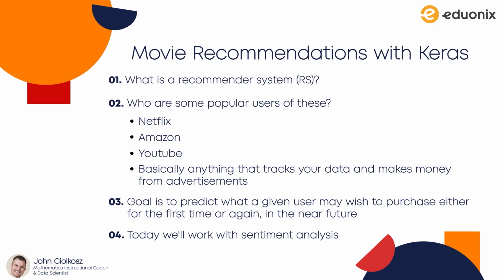So a formal, or kind of informal, goal of a recommender system is to predict what a given user may wish to purchase, either for the first time or again in the near future. The key idea is that it's going to happen soon. You're not going to show someone a house if they looked at a house one time; that's probably not going to show up in the recommender system. However, if that's something they're consistently viewing, then perhaps their Facebook page is dropping more and more advertisements of houses for sale in the nearby area.